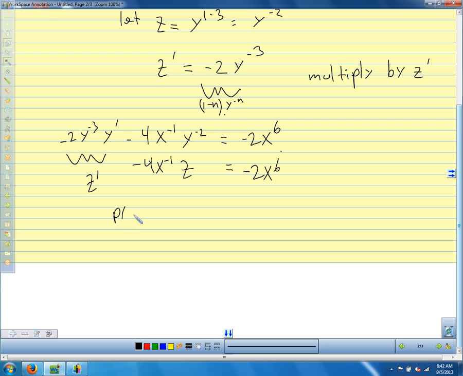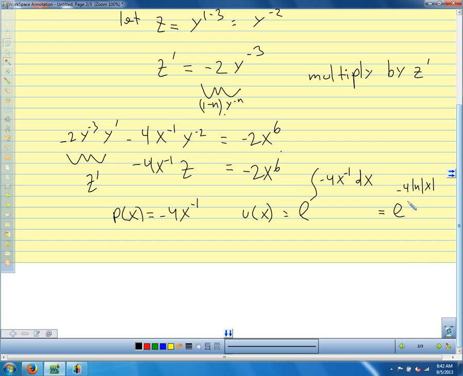So p of x is minus 4x to the minus 1, and my integrating factor, u of x, just going through the procedure here, is e to the integral of minus 4x to the minus 1 dx, which gives me what? What is it? So we get e to the negative 4 natural log, say absolute value of x.